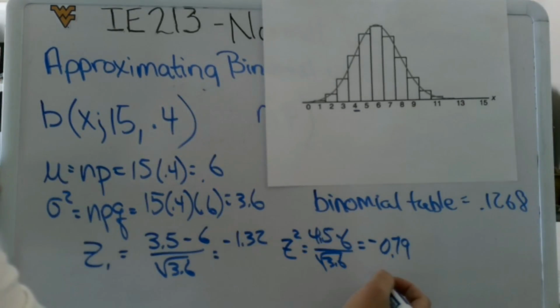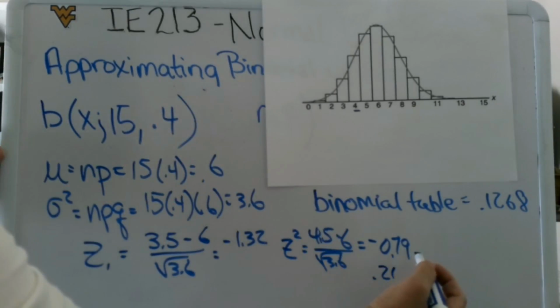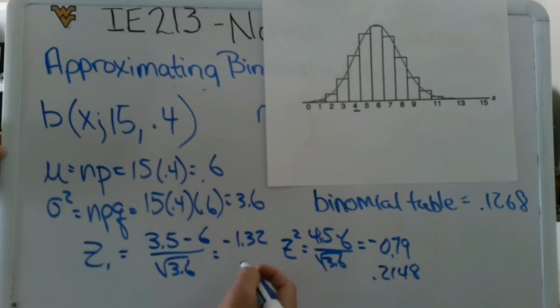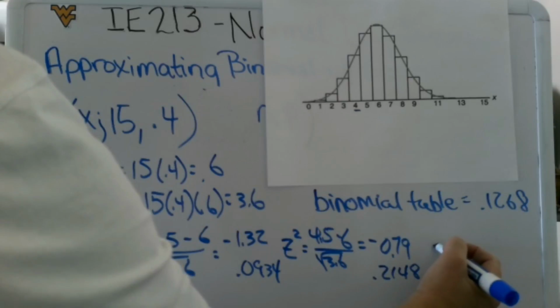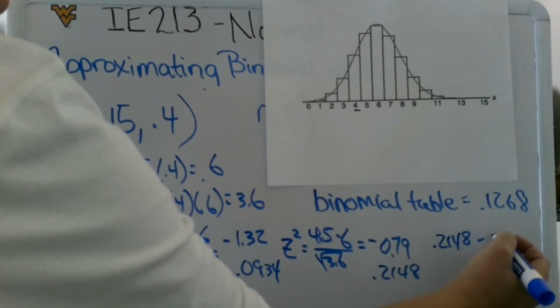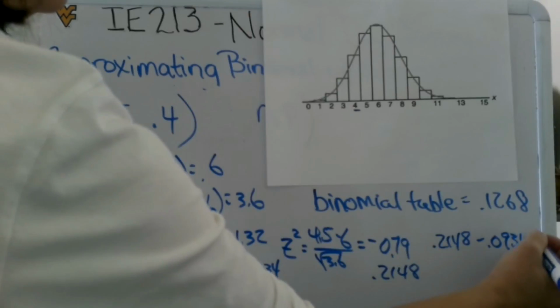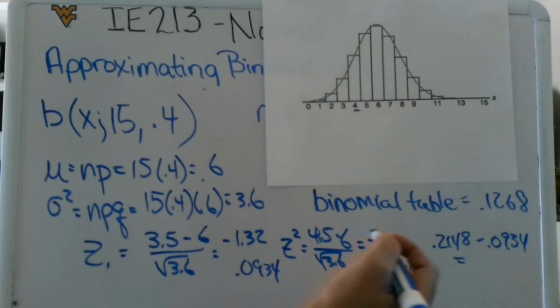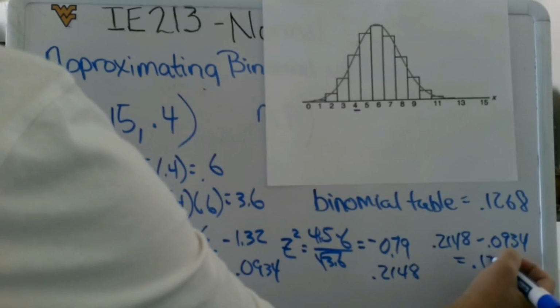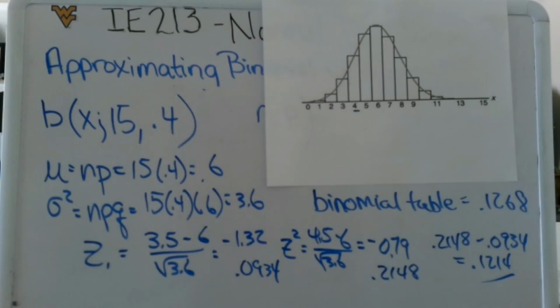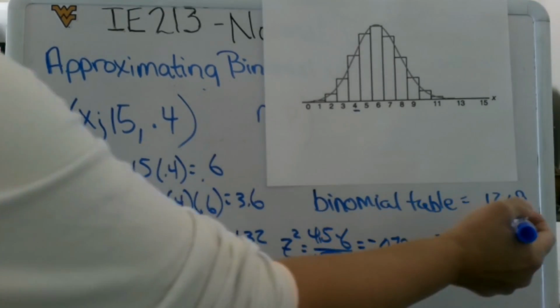So when we go to our z table and we find the probabilities of each of these two values, the probability of this is 0.2148, and the probability of a negative 1.32 is 0.0934. And when we subtract the two, we get 0.2148 minus 0.0934. This is equal to 0.1214.